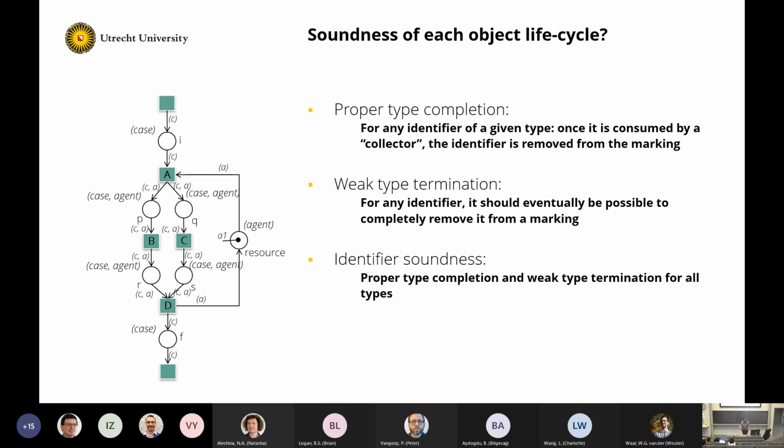Weak type termination then says, for any identifier, it should be possible to reach a point where we can fire the collector for that identifier. So if we have an identifier, it's always possible to remove it. That's basically the whole property. And then we say the whole net is identifier sound if this holds for all types in the net.